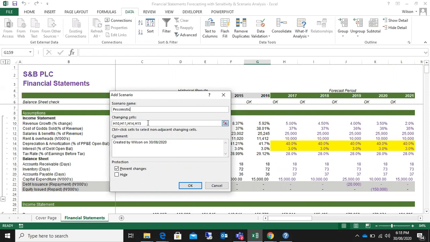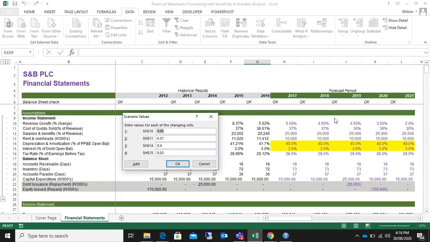For pessimistic, the changing sales value, you are still not going to touch it because it is the base case. So what you are simply going to do is click on OK. It takes you here. So let us be pessimistic this time around. We don't want to be optimistic in 2017. We want to be pessimistic. So if we are pessimistic, revenue growth is not going to be 5%. It's going to be 4% because we are pessimistic.